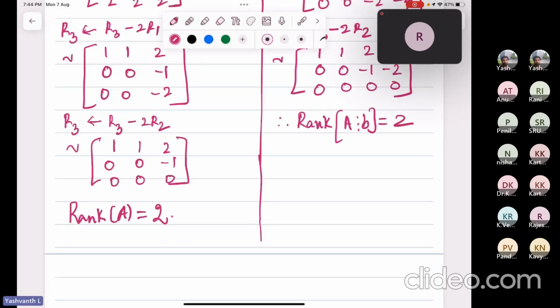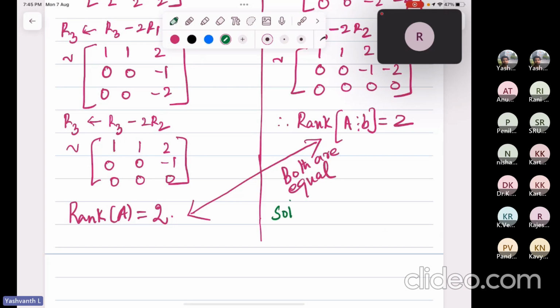Okay, that means both are equal. So it is consistent. That means this particular system of linear equations does have a solution. But whether or not it will have a unique solution or infinitely many solutions, we don't know. Okay. Maybe another example.